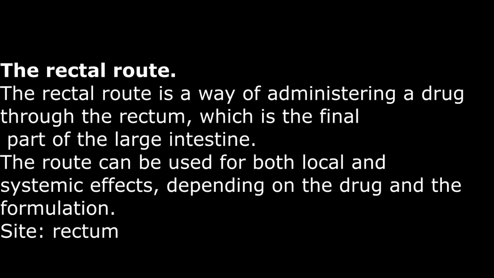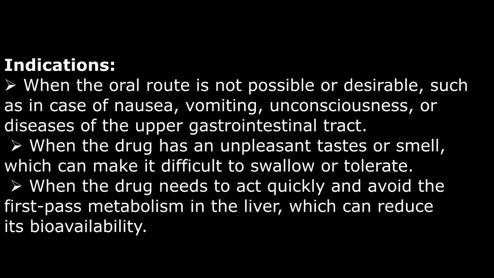Forms of drugs: 1. Liquids. The rectal route. The rectal route is a way of administering a drug through the rectum, which is the final part of the large intestine. The route can be used for both local and systemic effects, depending on the drug and the formulation. Site: rectum. Indications: when the oral route is not possible or desirable, such as in case of nausea, vomiting, unconsciousness, or diseases of the upper gastrointestinal tract. When the drug has an unpleasant taste or smell, which can make it difficult to swallow or tolerate. When the drug needs to act quickly and avoid the first pass metabolism in the liver, which can reduce its bioavailability.